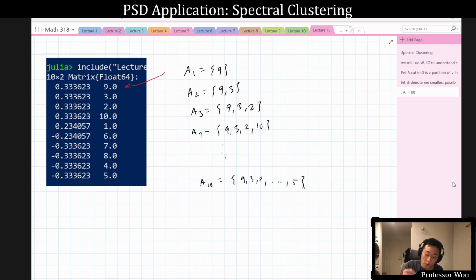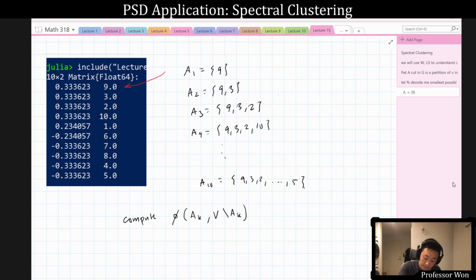Now, you have these 10 possible cuts, and you compute each of the cut densities. So compute the cut density phi of A_k, V minus A_k. Let me do one example for you. Let's do the third one.